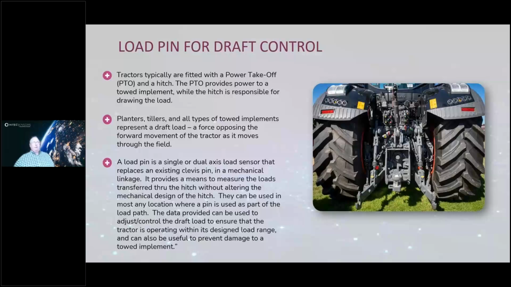So for an example, if you are plowing soil and it encounters a change in the soil or an obstruction in the soil, something along these lines, instead of directly overloading the tractor, potentially causing damage to the tractor or the implement, the draft pin will communicate to the ECU, allow the ECU to potentially raise the towed implement up so that it clears the obstacle beneath.